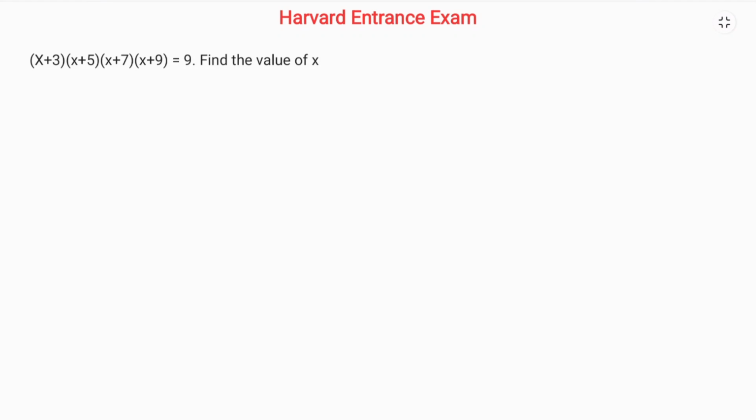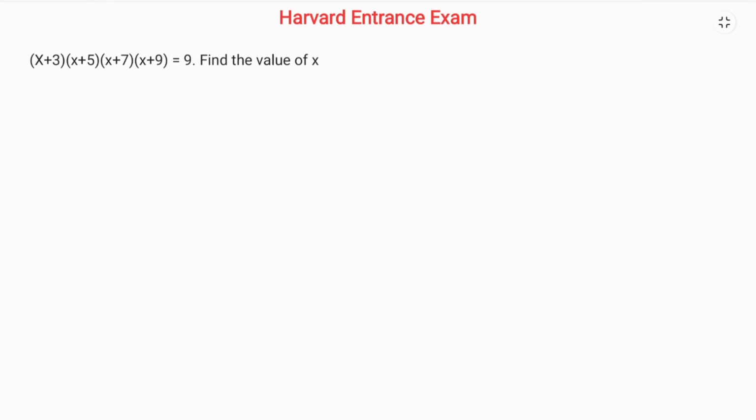So as you can see from the title of this video, in this video we'll solve a good question, and the question has been taken from Harvard entrance exam. Now the question is as follows: if x plus 3 is multiplied with x plus 5, which is further multiplied with x plus 7 and again multiplied with x plus 9, the result is 9. Find the value of x.